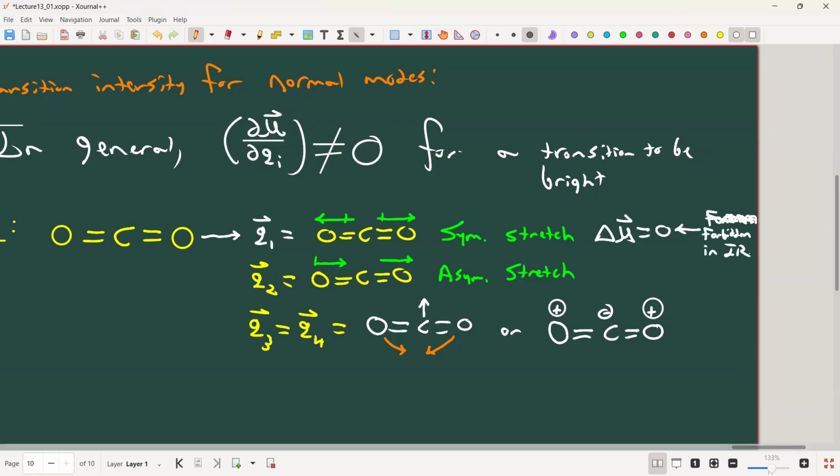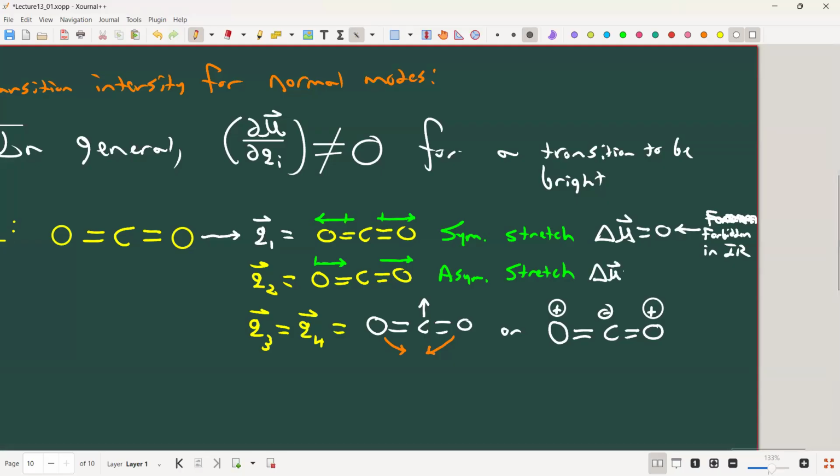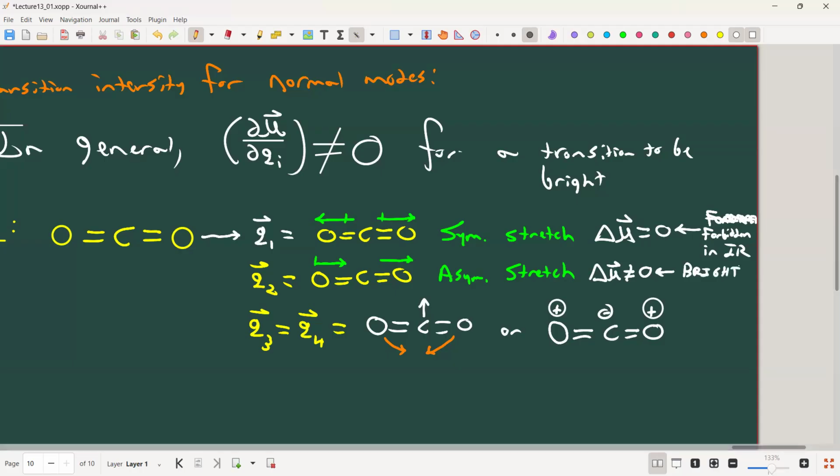All right. So you go look at CO2, it's not even there. Well, the asymmetric stretch, however, does induce a dipole, right? Because what I've done is I've broken that symmetry. This bond, in some sense, is now smaller than this one. So I'm pushing electrons in this direction. So I've induced a net dipole in this direction. So the dipole changes. Right? And so this is bright. It's quite bright, in fact. We'll go look at it in a second.